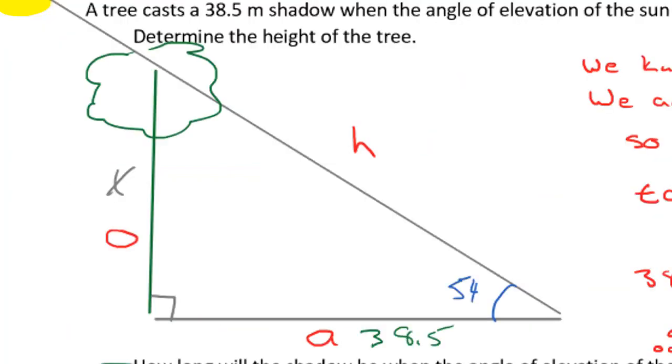In the next question, we're told that a tree casts a shadow that is 38.5 meters long. We're also told that the angle of elevation of the sun is 54 degrees. That's what we have here. When we label our diagram, opposite is over to the far side here, hypotenuse is always opposite the 90-degree angle, and adjacent is the side that contains the angle that we're focused on with the hypotenuse.